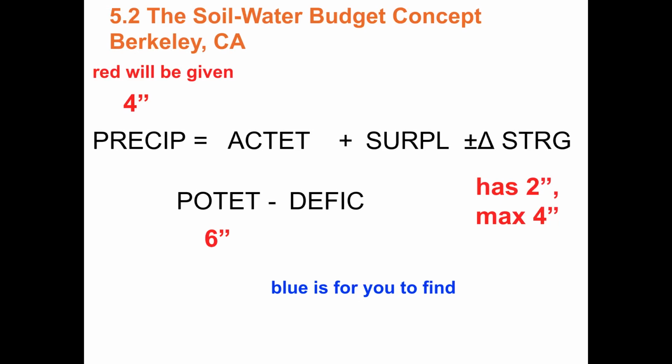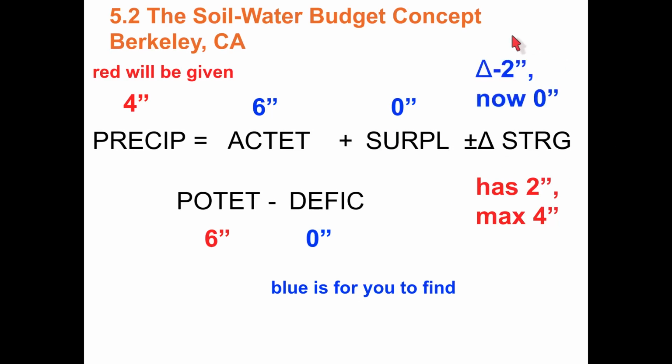So let's see how this works with Berkeley, California. The precip is 4 inches, the potet is 6 inches. We have a total of 6 inches of water: 4 inches in precip, and 2 inches in storage. So we're not going to have a deficit. Actet is going to be 6 inches. Potet is, we've got enough energy to use 6 inches of water, and between precip and storage, we have 6 inches of water. So actet's going to be 6. 6 minus 0 equals 6. So potet minus deficit equals actet.